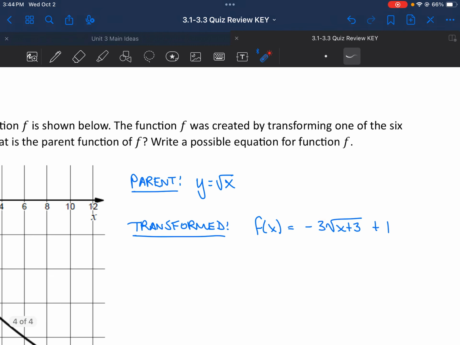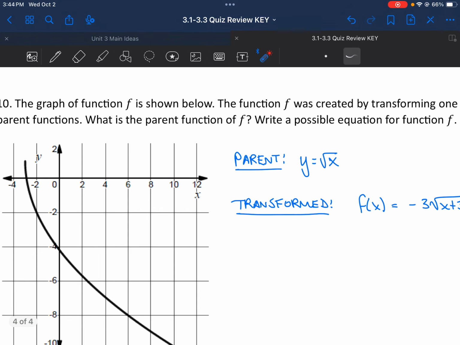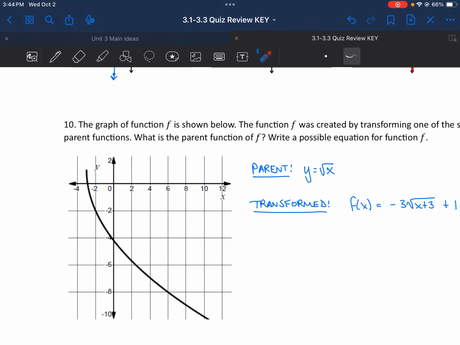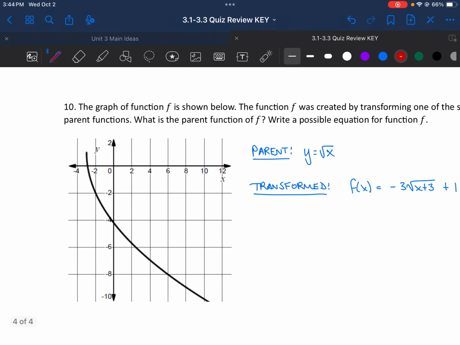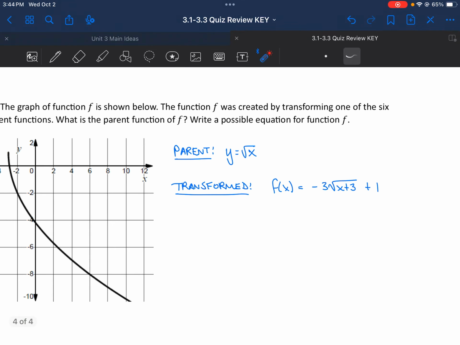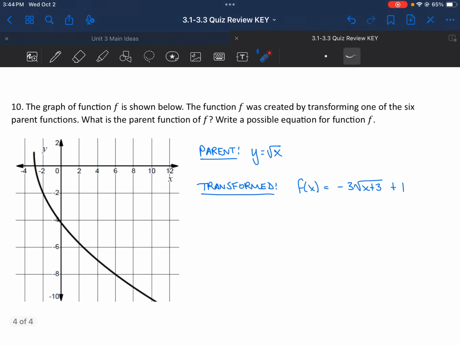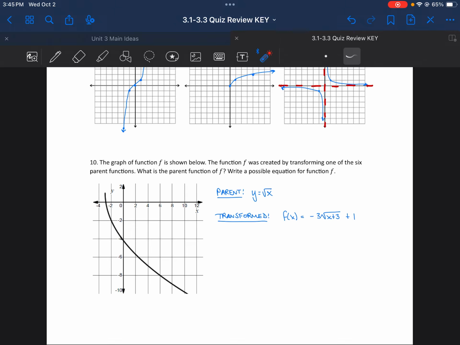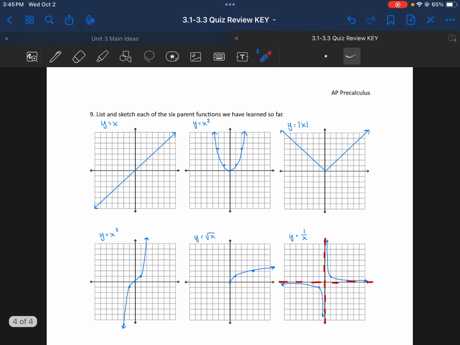Now, there was some kind of vertical stretch, and the vertical stretch turns out to be 3. You can play around with the vertical stretch in Desmos or your TI, but you'll find out that the vertical stretch was 3. But the important thing here is that it was shifted left 3, it was reflected across the x-axis, it was shifted up 1 after those things happened. Okay, so that's going to be the quiz review key.